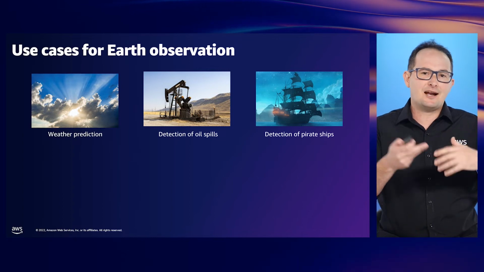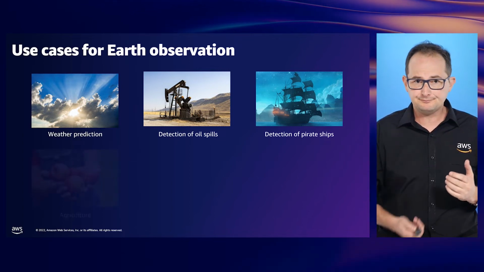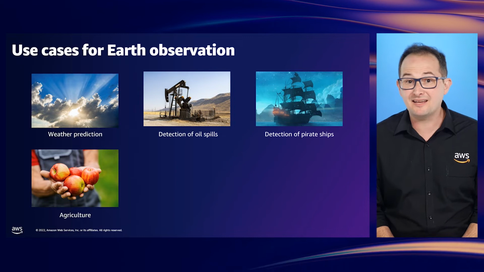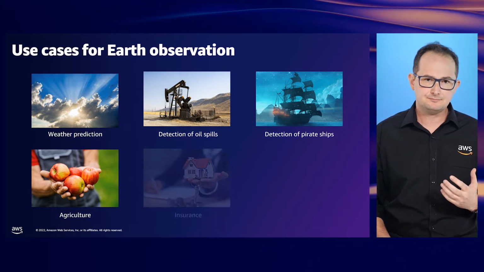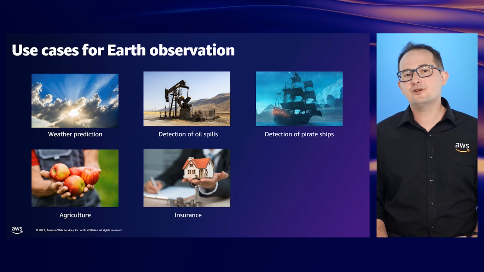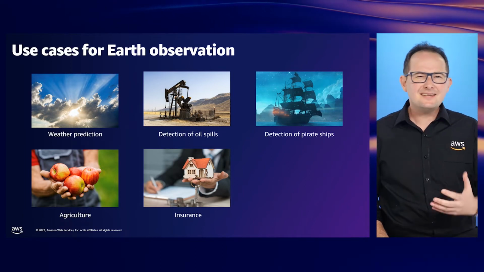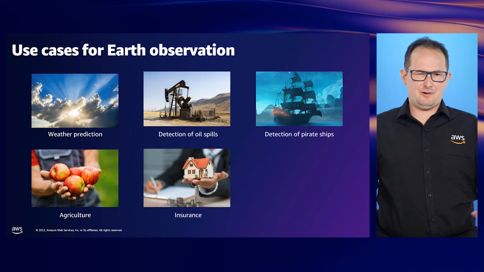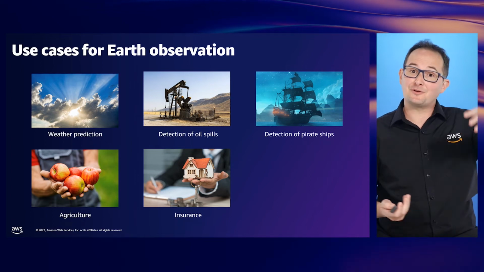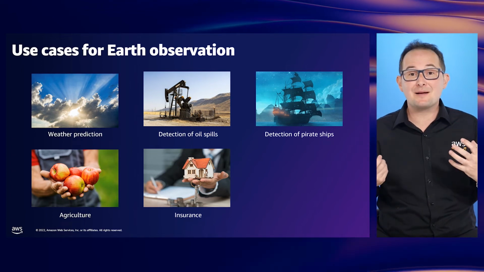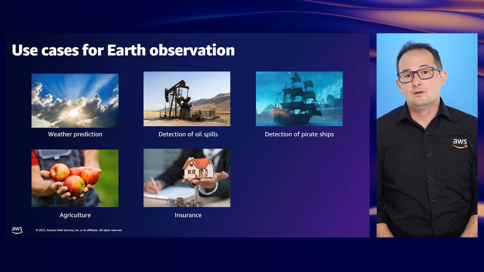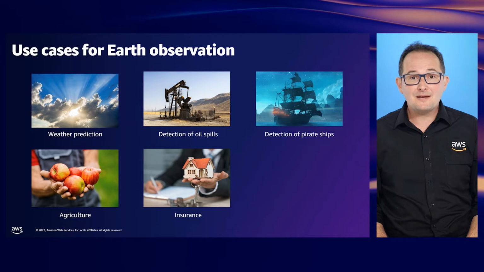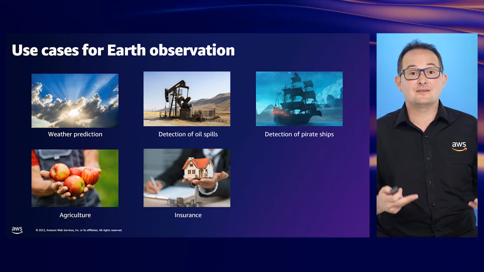Let's think about tracking shipping in general. Another popular use case is agriculture. Think about water management and pest controls. The insurance industry is also using Earth observation. Let's say there is a natural disaster like an earthquake. It's far easier to take pictures from space to understand the damage than going into the place where the disaster happened. Some insurance companies are using Earth observation to speed up their claim processing.